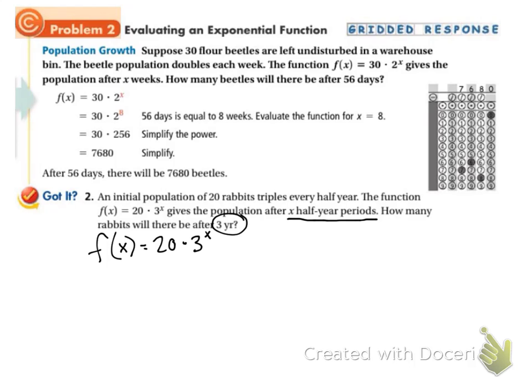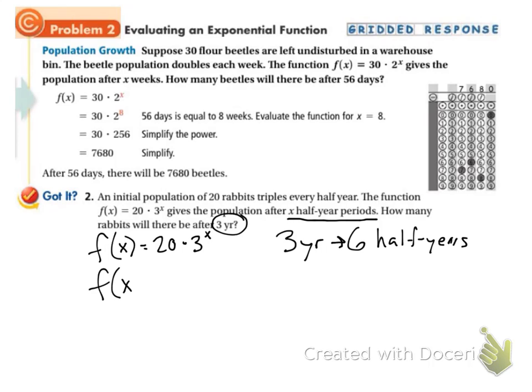So our x needs to go in half-year periods, but the x that they want us to plug in is 3 years. So I can't just plug in 3 for x, okay? Currently I've got 3 years. I need to put that into half-year periods. So half year, 6 months, right? Each year has 2 halves. So the first year there's 2 halves. Second year we get another 2 halves. Third year we get another 2 halves. So this is 6 half-year periods. So I'm going to plug in 6 for x.